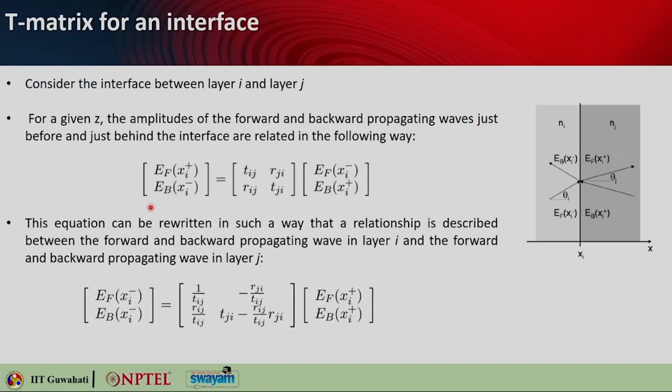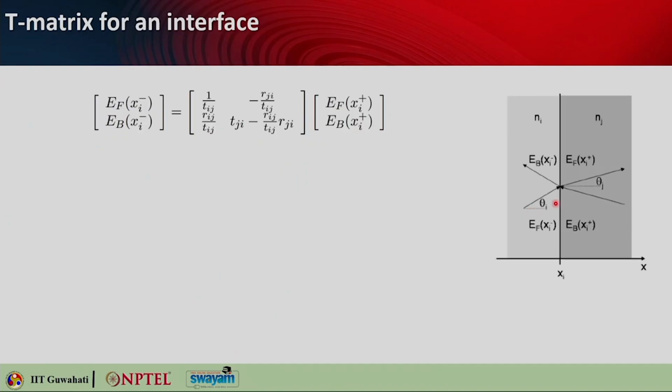So this is how you are able to make a relationship between the forward and backward propagating waves on both sides. Now as you can see, they are mixed up, Xi plus and Xi minus. So if you do some algebra and rearrange the terms in such a way that you get all the left side fields in terms of the right side fields, then if you have the right side fields, you multiply with a particular matrix, and you will be able to get the left side fields. So that way this becomes the transfer matrix of this particular interface.